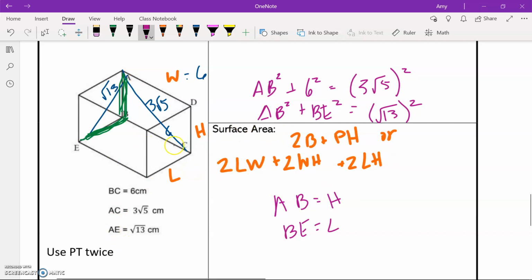So it looks a little bit weird, but all it is going to be is the Pythagorean theorem twice, and then you can plug in your values to volume and surface area. And that is a short walkthrough for how to solve every problem on your homework worksheet.